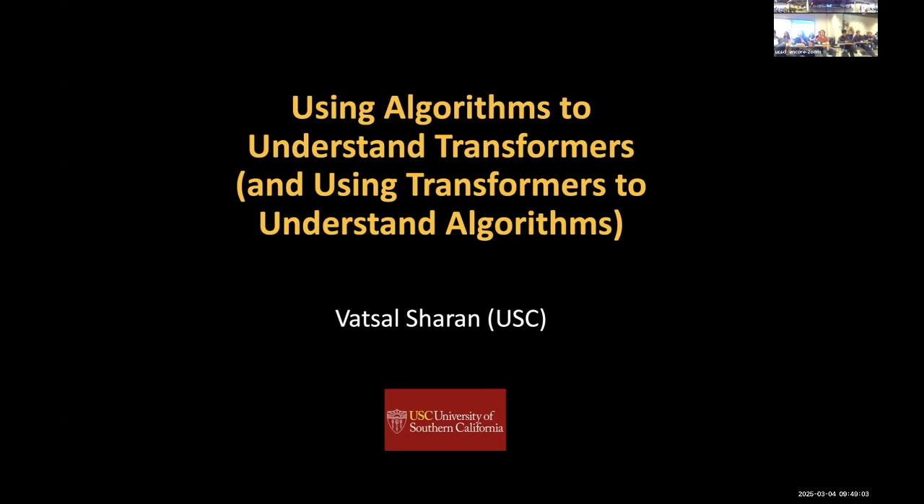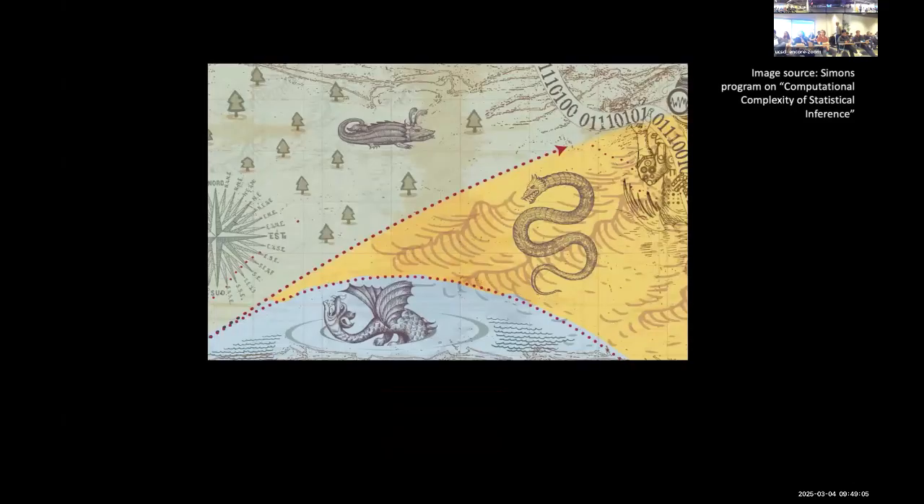Like many of us, I come from a theory background. And the reason I really like theory is that it helps us understand the landscape of possibilities in many cases really well. I think this is nicely captured in this image from the Simons program on computational statistical trade-offs. Like any good piece of art, you can interpret this in many ways. Here's how I like to think about it.